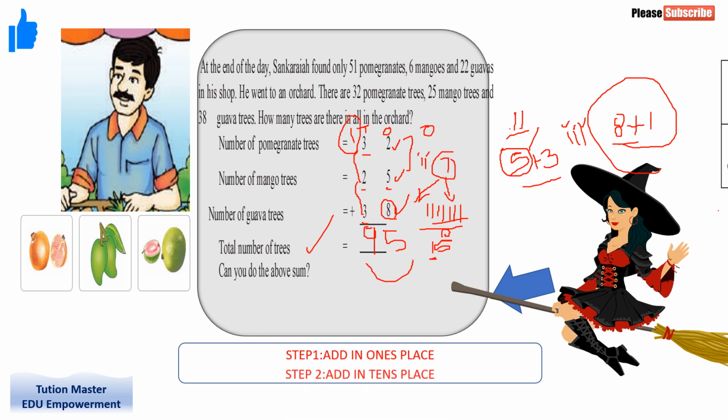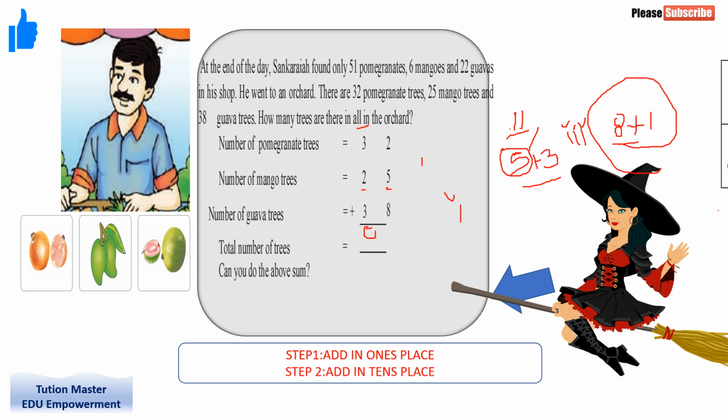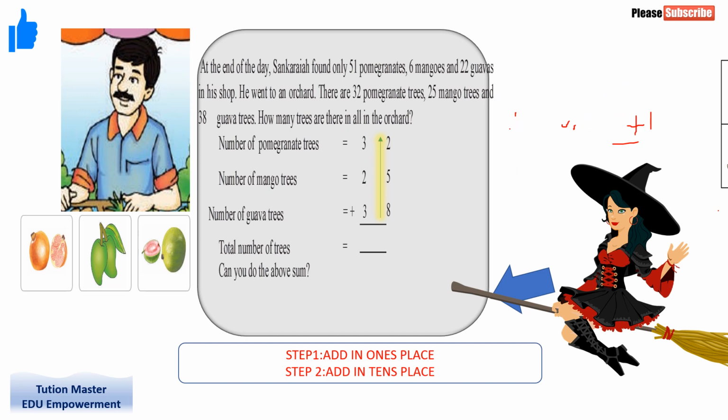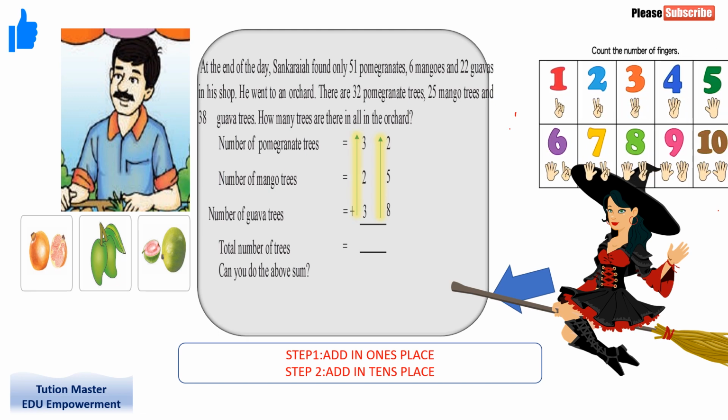So what are the steps I have done? Tell me. Step 1, what I have done? I added all the ones places first. Correct? What is the step 2 I have done? Tell me children, what is the step 2 I have done? I added the tens place, correct. So when I added in the tens place, what is the final answer you got? It is 95, correct? First I added these ones and next I added the tens.